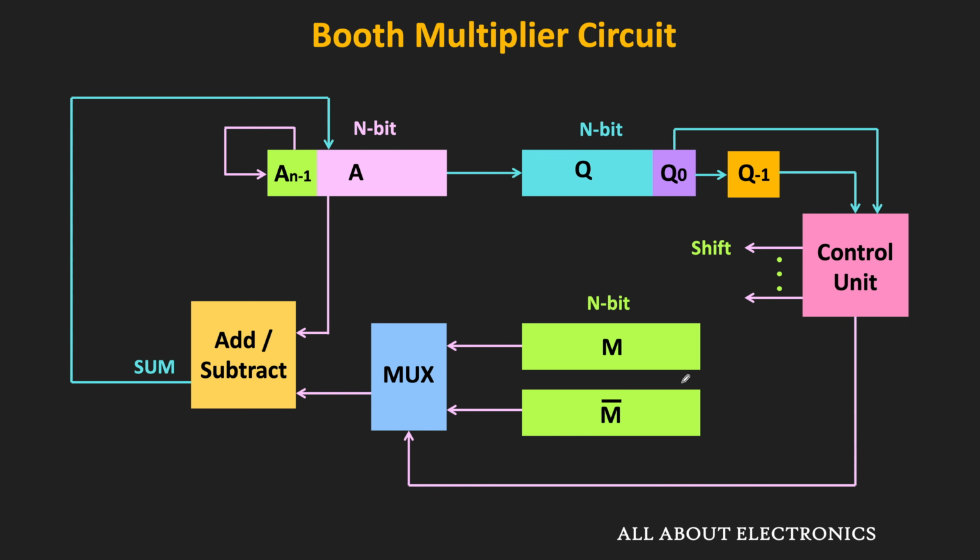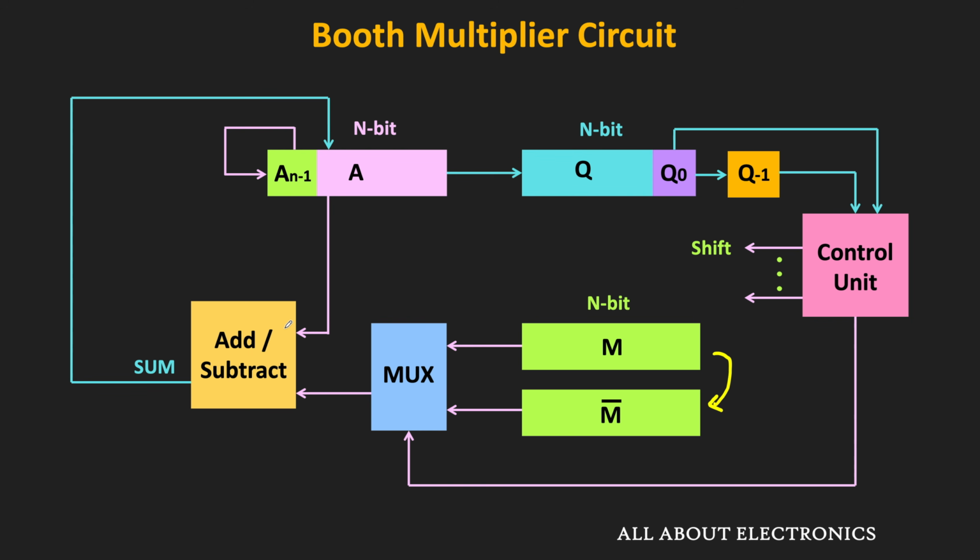Apart from that, there will be a circuit which will perform the 2's complement of the multiplicand, and that M bar will be stored in another register. To perform the addition, here we will also have the arithmetic circuit. Based on the Q0 and the Q minus 1 bits, this control circuit will decide whether we need to perform the addition or the subtraction, and accordingly, it will generate the selection input for the multiplexer. That means if the M bar is selected, then the subtraction will be performed, and if this M is selected, then the addition will be performed.